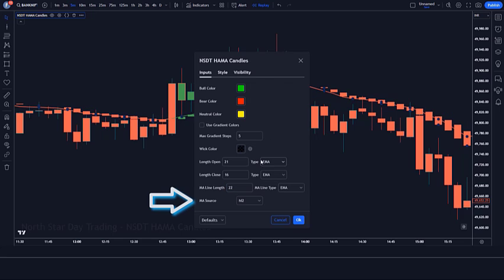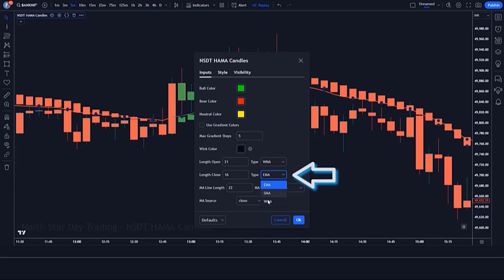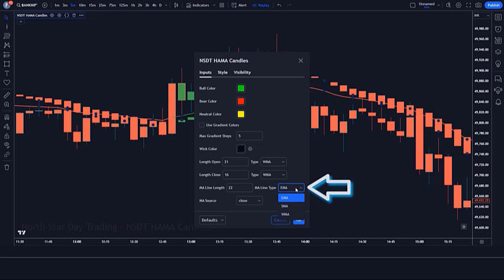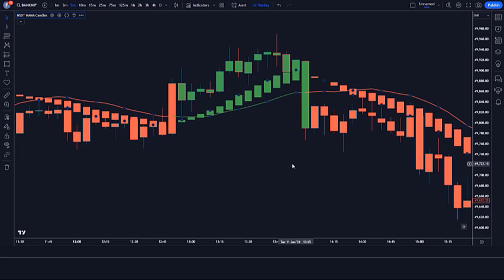We have to change the MA source option from HL2 to close. We have to change the MA Type 1 option from EMA to VMA. We have to change the MA Type 2 option from EMA to VMA. We have to change the MA line type option from EMA to SMA. We have to keep the tables options hidden. Now our setup is ready.